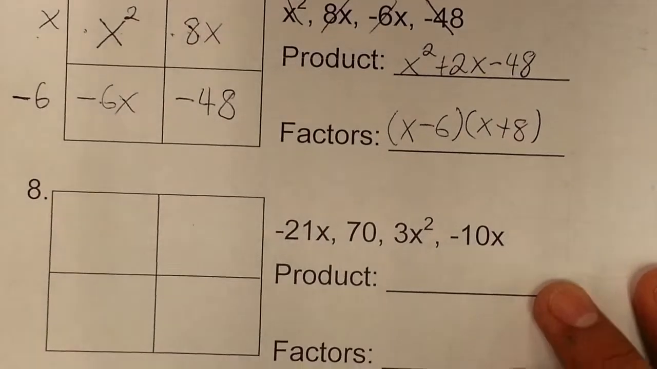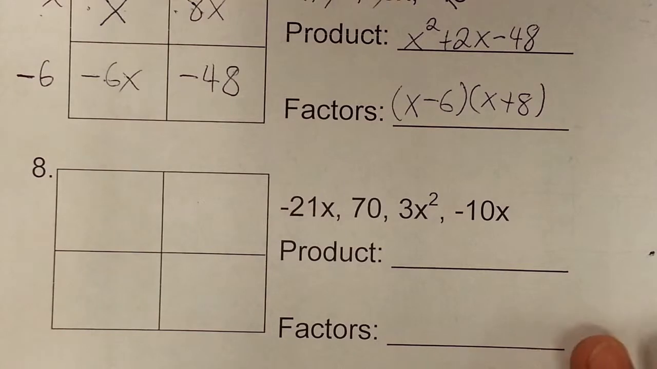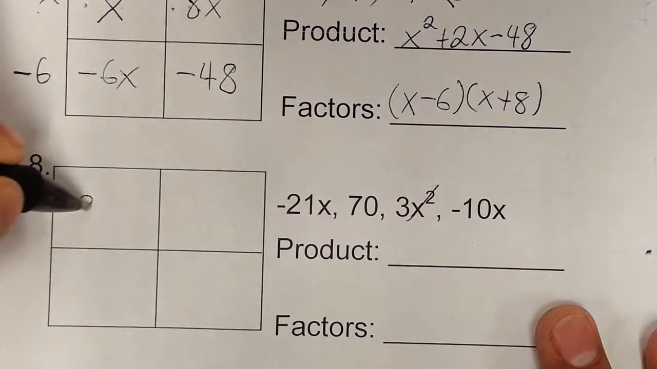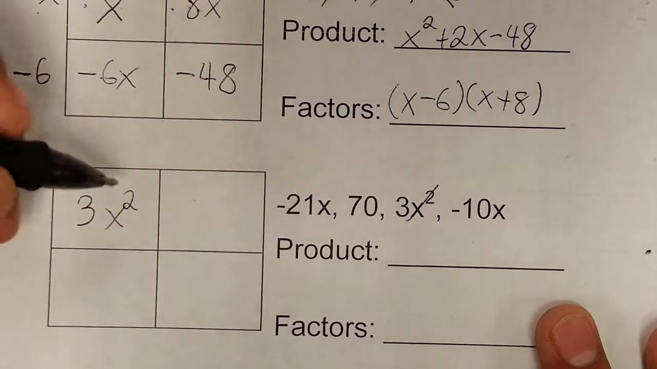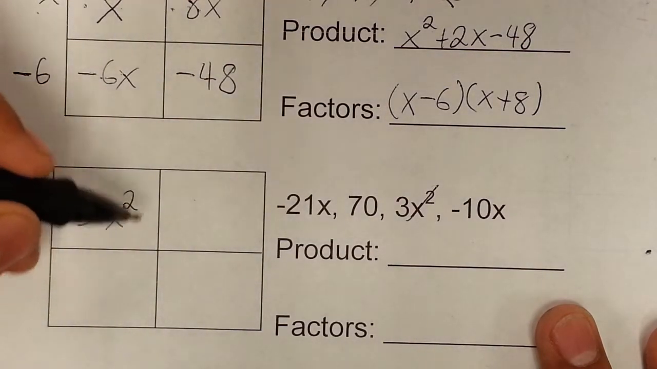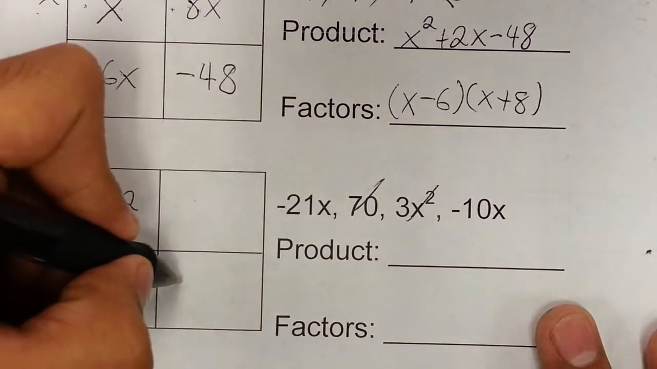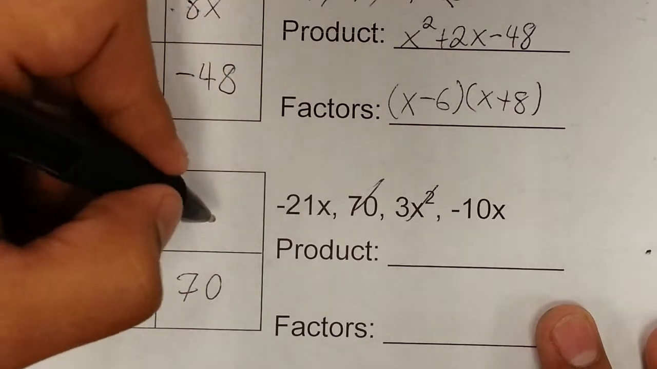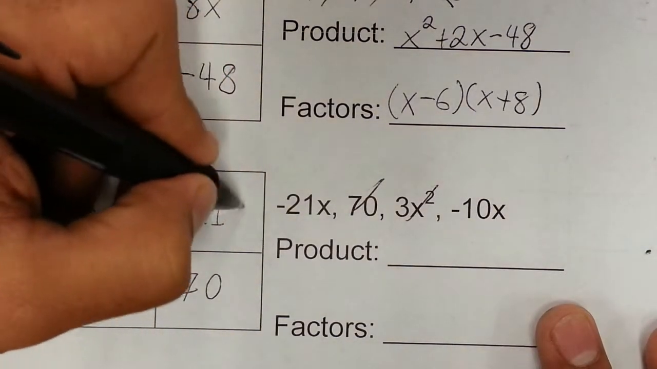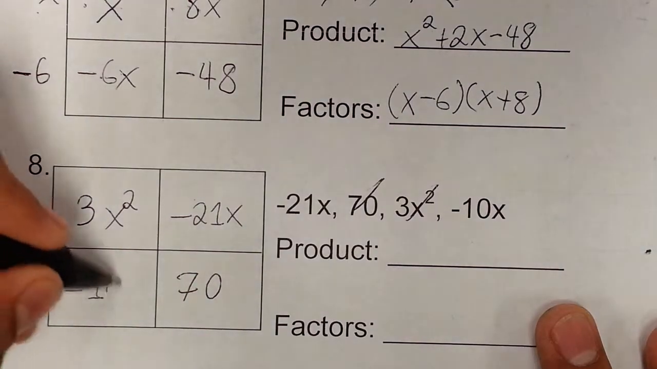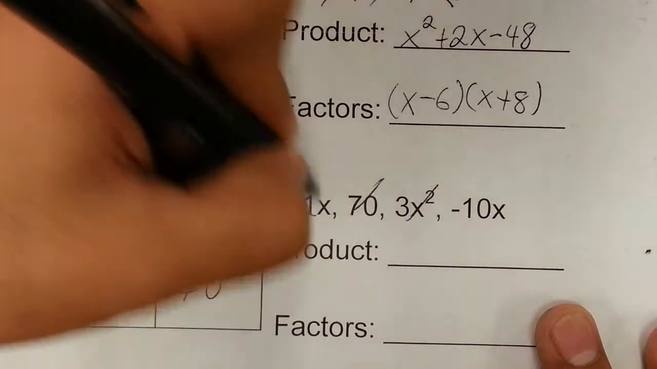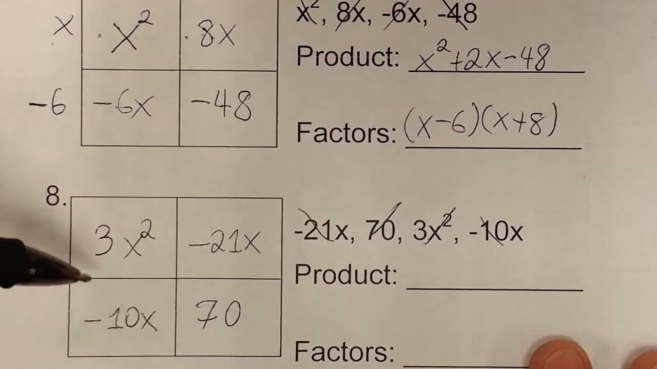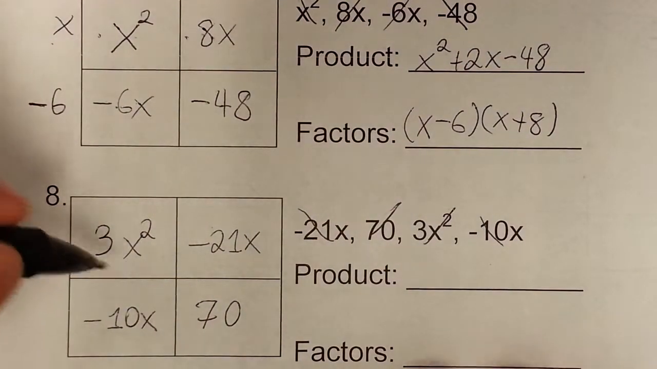Now, for number 8, let's work our first step, which is to write everything in the correct box. Our x squared term has to go here, which, notice, does not have a coefficient of 1. Our c value, bottom right box, and then we'll fill in as we need the negative 21x and the negative 10x. Notice we have positive and negative signs, so when we do our greatest common factoring, we'll worry about the factor and then fill in the signs as we need to.